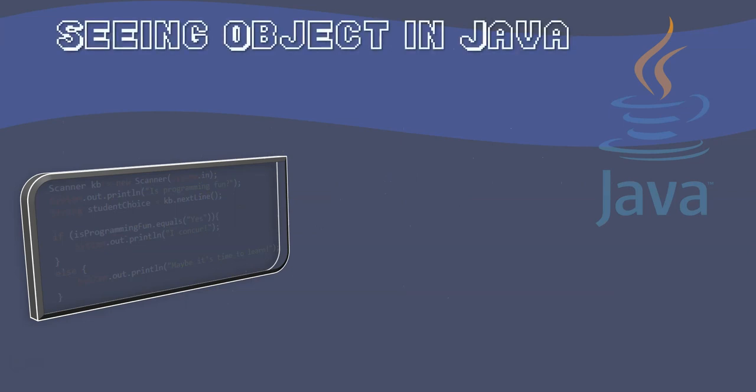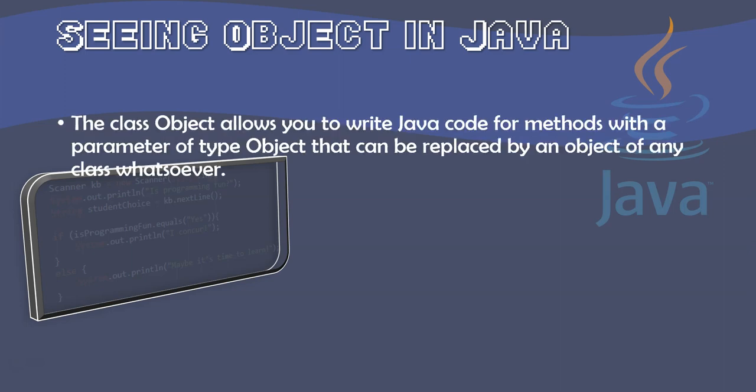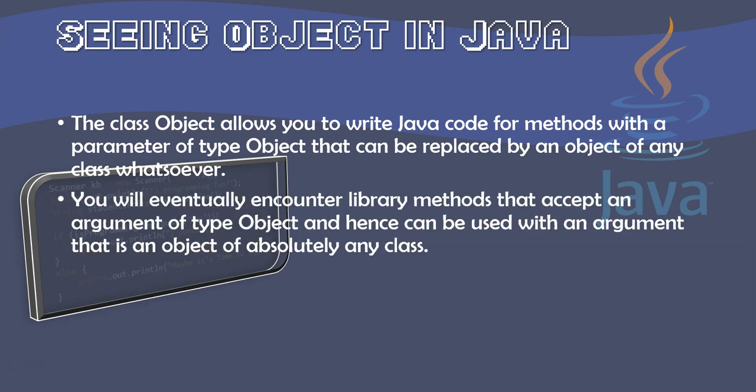Now, if we actually want to see object in play in Java, the thing you have to remember is that the class object allows us to write Java code for methods with a parameter of type object that can be replaced by an object of any class whatsoever. So you can really think of an object almost as a placeholder rather than a predefined base type. Now we eventually encounter library methods that do accept a type object as an argument. And therefore, you can use an argument as an object of pretty much any class if that's the case.